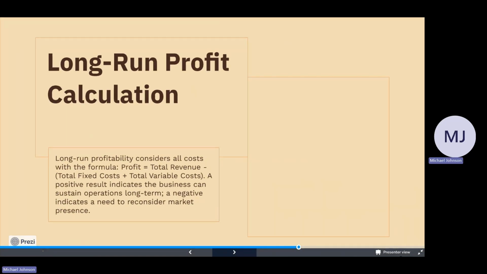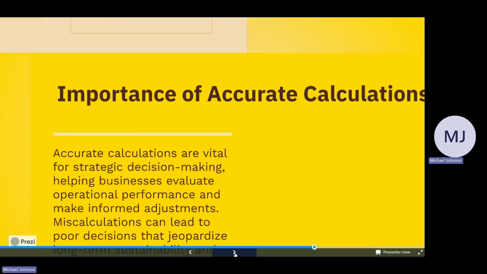Long-run profitability considers all costs with the formula profit equals total revenue minus (total fixed costs plus total variable costs). A positive result indicates the business can sustain operations long-term. A negative indicates the need to reconsider market presence.